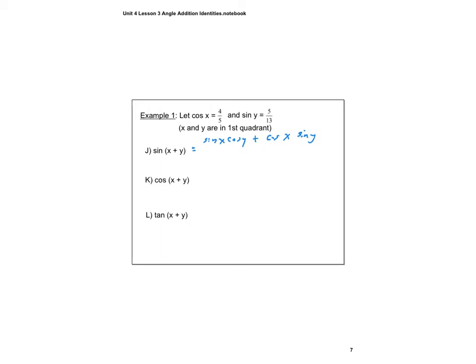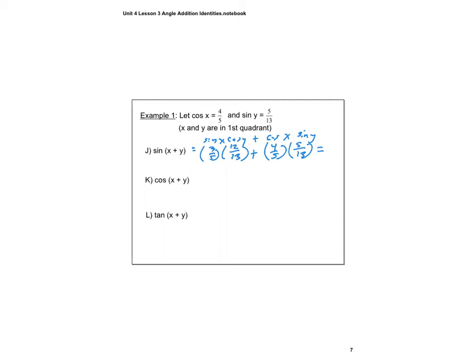All right, so the sine of x, we found out what that was. That was 3/5. The cosine of y, we found out what that is. That's 12/13. The cosine of x, we're given that. That's 4/5. The sine of y, we were given that. That's 5/13.